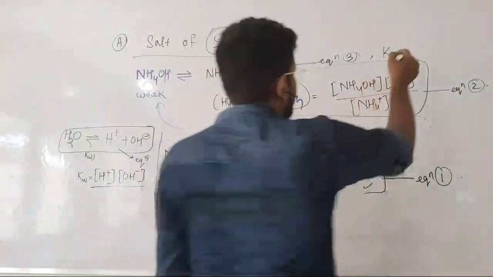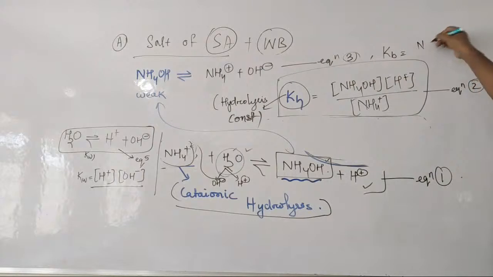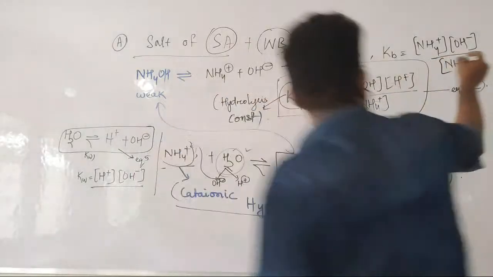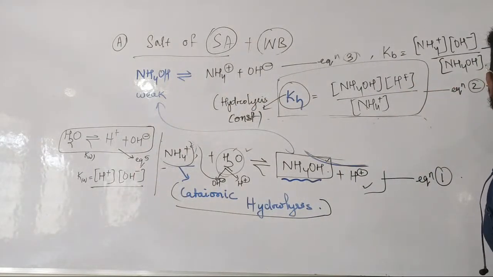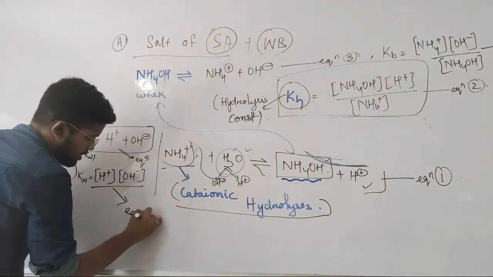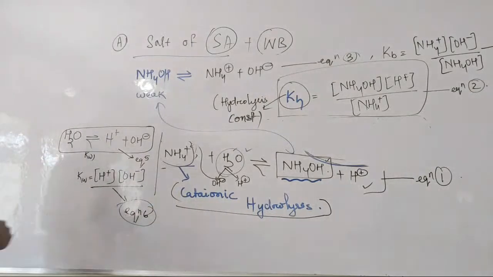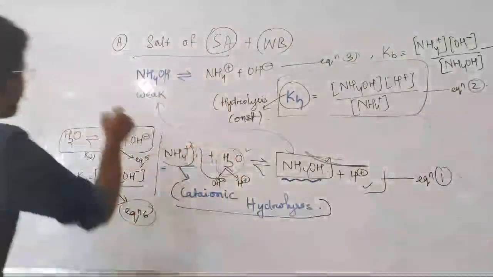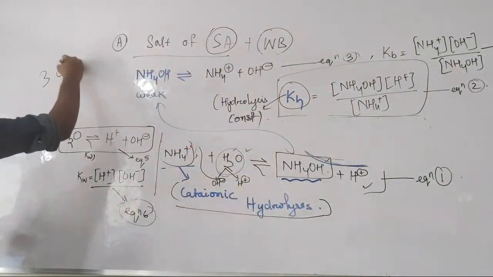And what will we write for Kb? NH4 plus into OH minus divided by NH4OH. Make this Kb value as equation 4 and this as equation 6. So we have three different equilibriums in one system.